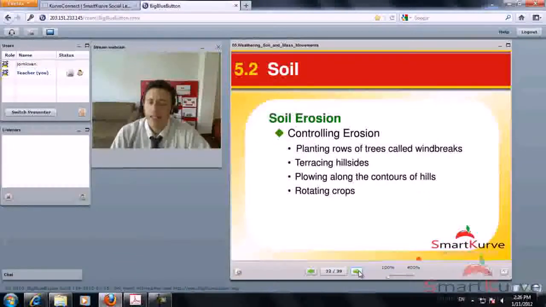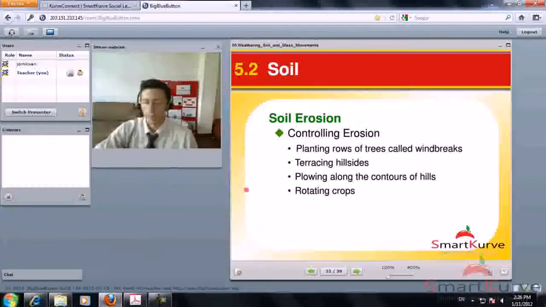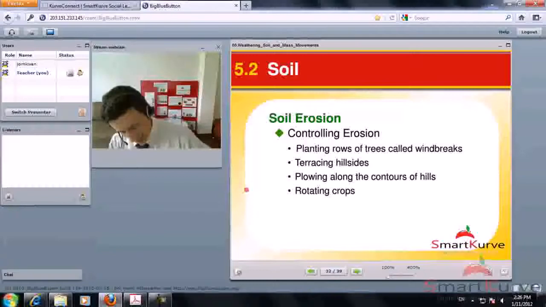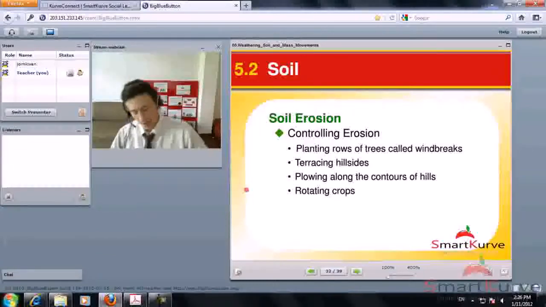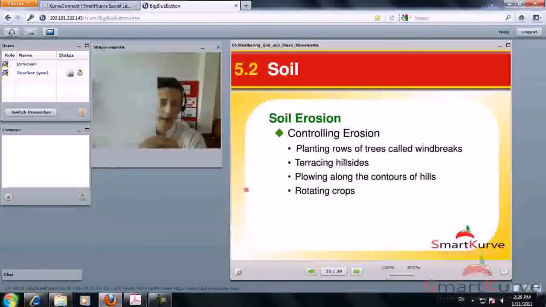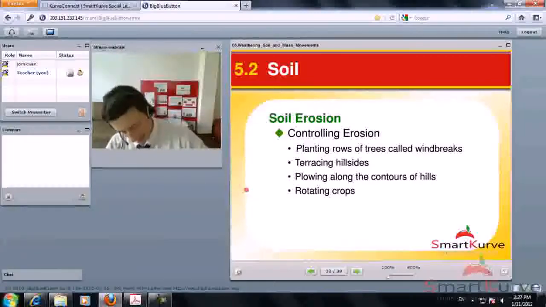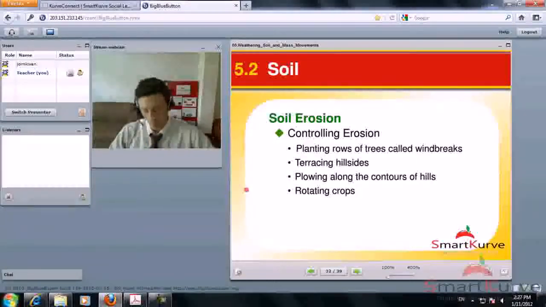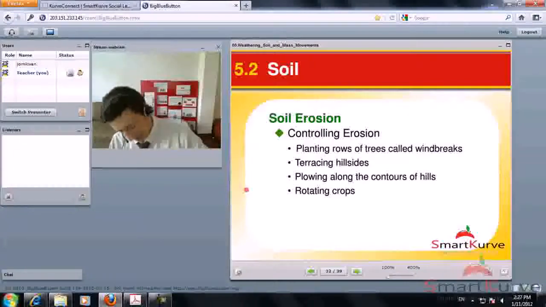There are many different ways to control erosion. We can plant rows of trees called windbreaks to stop the wind from eroding soil. We can terrace hillsides. Let's say we have a hillside like this. If we're worried about erosion, one thing we can do is build terraces.